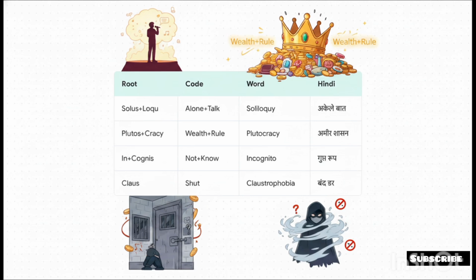Ready? Solus plus loqui, alone plus speaking, that's a soliloquy, akele baat karna. Plutos plus cracy, wealth plus rule, plutocracy, amir shasan. In plus cognus, not plus known, incognito, guptarup. And claus, meaning shut, claustrophobia, band jagah ka dar. Do you see it now? You are not forcing yourself to blindly memorize a dictionary anymore. You're just combining prefixes and roots to instantly decode these complex vocabulary words.